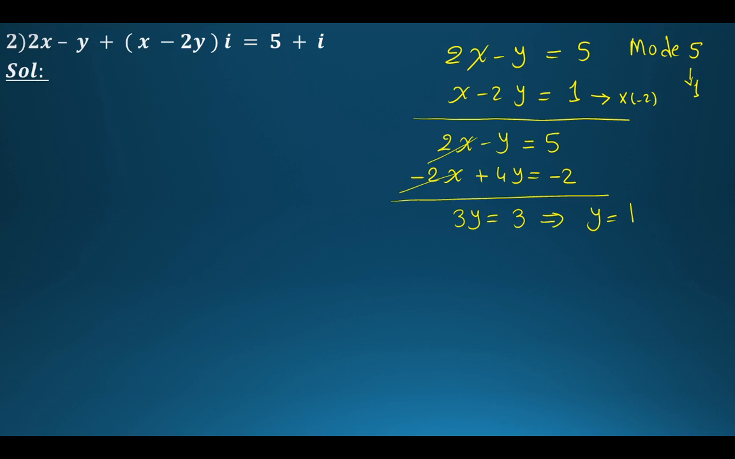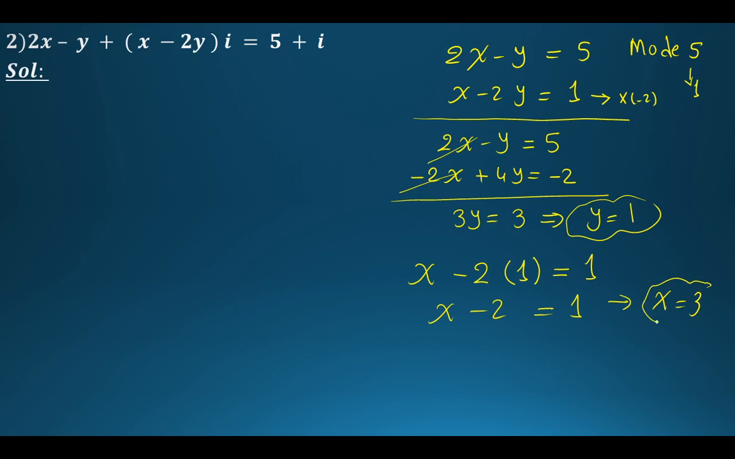Substitute again in the second equation by y equals 1. Now you have x minus 2, and we are going to replace y, which is equal to 1. So x minus 2 multiplied by 1 is x minus 2 equals 1, so x equals 3. Now you find the value of x, which is equal to 3, and y is equal to 1.